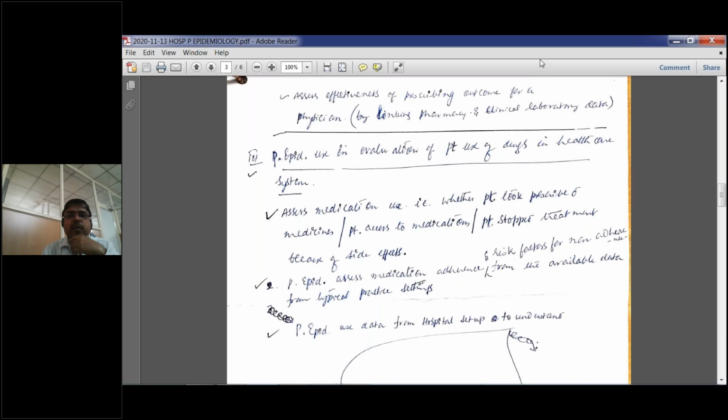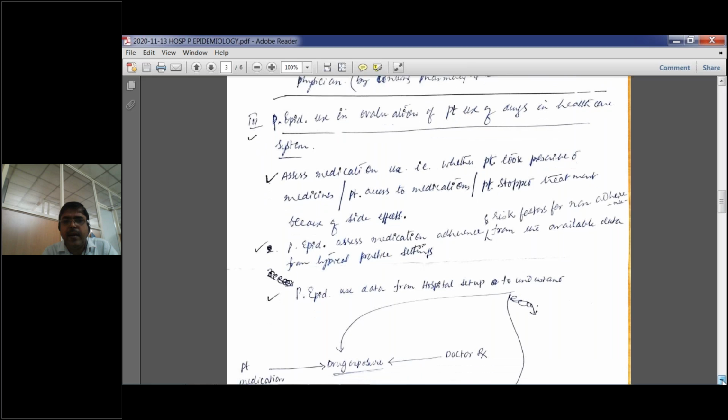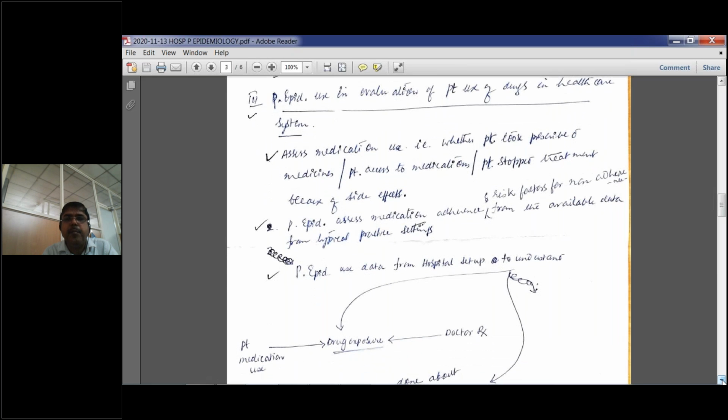So how can you find out that? You can link the pharmacy data with the clinical laboratory data. If pharmacy has distributed the same medicines and the patient has consumed it, laboratory data also should be coming to normal, indicating that medicines are working and patients are improving. Next concept: pharmacoepidemiology is used for the evaluation of patient use of drugs in the healthcare system. One is from the angle of the doctor, another is from the angle of the patient.